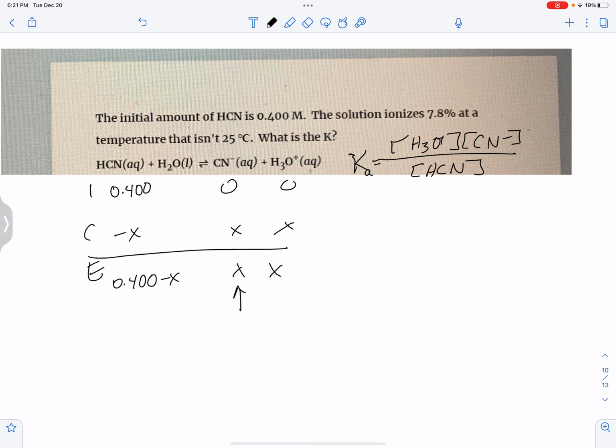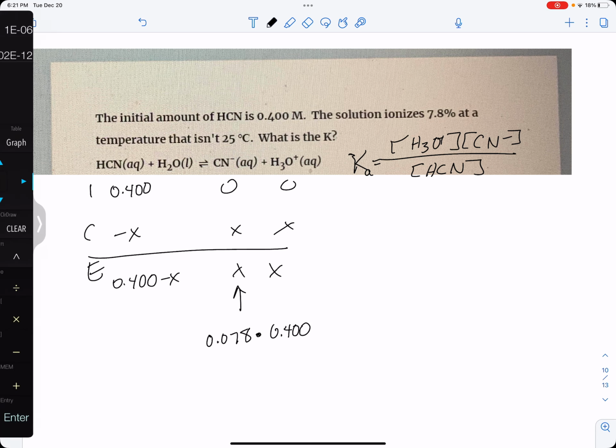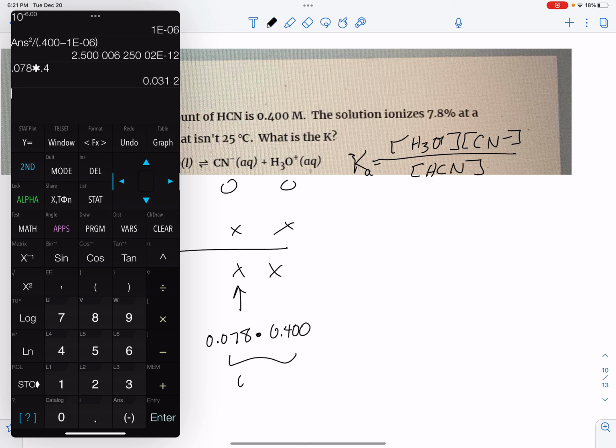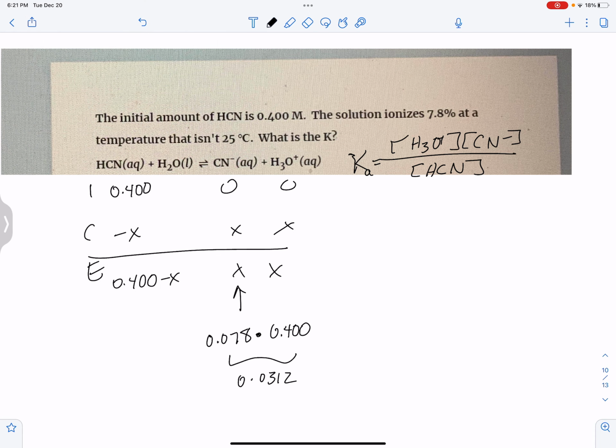So one of these x's, if I turn that percent into a decimal by dividing by 100, I get that number. And then that times my 0.400, that's my x. That's the percent ionization. So 0.078 times 0.4. So that term right there is 0.0312.